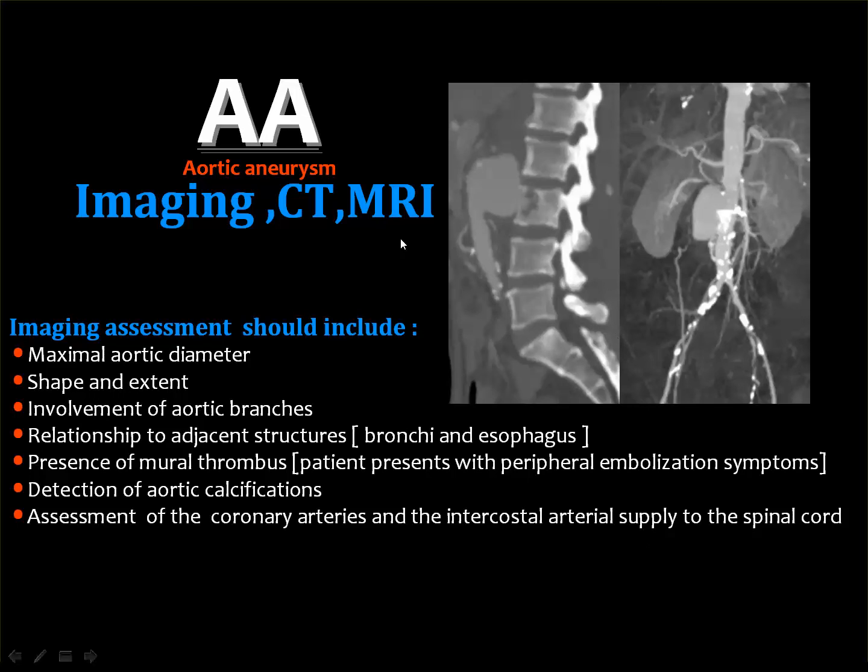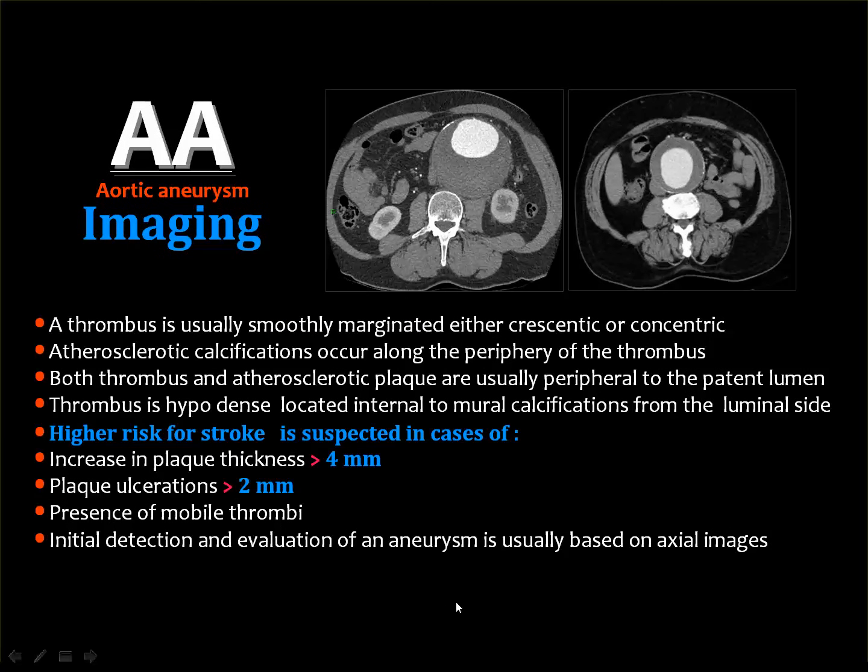Then in either CT or MRI, you should assess the maximal aortic diameter, the shape and the extent of the aneurysm, involvement of the aortic branches, relation to the adjacent structures, especially the bronchi and the esophagus, the presence of mural thrombosis, detection of aortic calcification, and assessment of the coronary arteries.